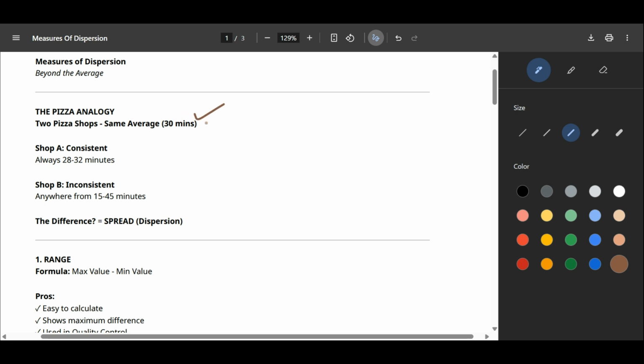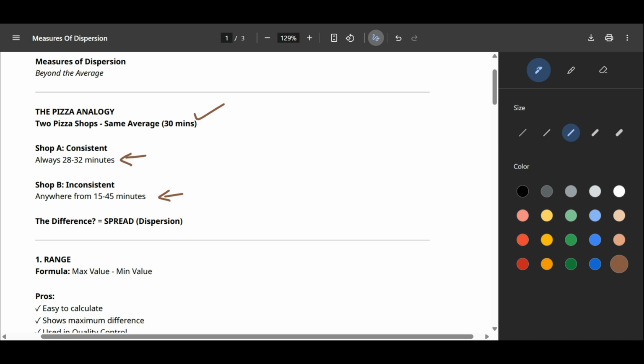Okay, they both have the exact same average delivery time of 30 minutes. But are they the same? Absolutely not. One is always between 28 to 32 minutes, which is super consistent. The other is all over the place, sometimes 15 minutes, sometimes 45 minutes.